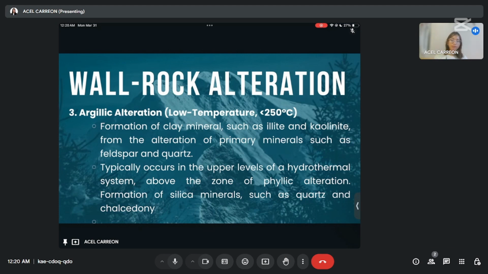This is where the formation of clay minerals such as illite and kaolinite form from the alteration of primary minerals such as feldspar and quartz. It typically occurs in upper levels of a hydrothermal system above the zone of phyllic alteration, and it is where the formation of silica minerals such as quartz and chalcedony occurs.